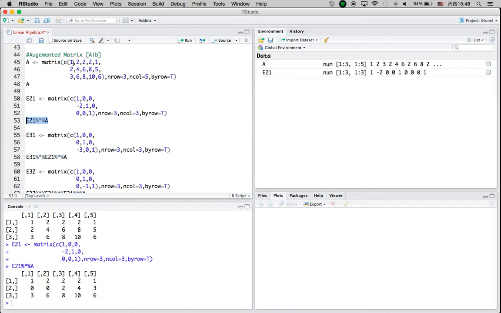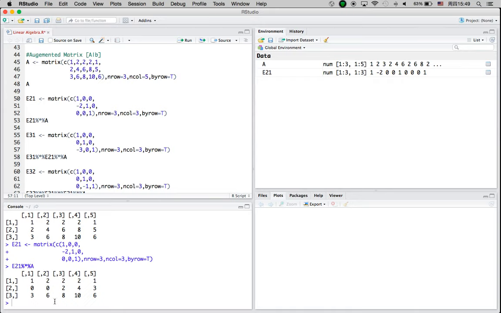So 2 minus 2 times 1 is 0, and then 4 minus 2 times 2 is 0, and then 6 minus 2 times 2 should be 2. So here we have a 2, and then 8 minus 2 times 2 is a 4, so we have a 4 here. So 5 minus 2 times 1, so we have a 3 here. Okay, so that's our first elimination matrix, subtracting 2 times the first row from the second row.